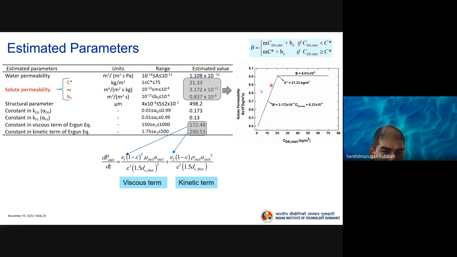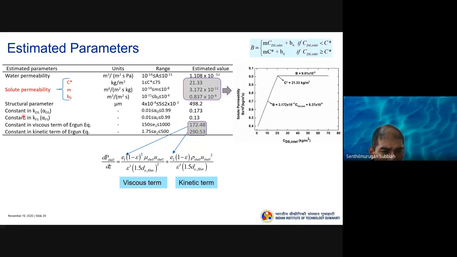So to incorporate that, we have brought an equation where B is a function of the concentration of the draw solute. However, after some C star, it will be constant. That's what we are seeing. So we need to estimate C star and also the M and B naught. This is going to be a critical requirement.